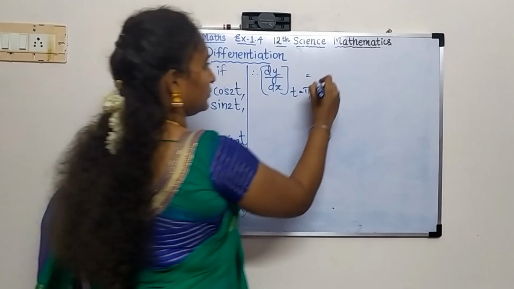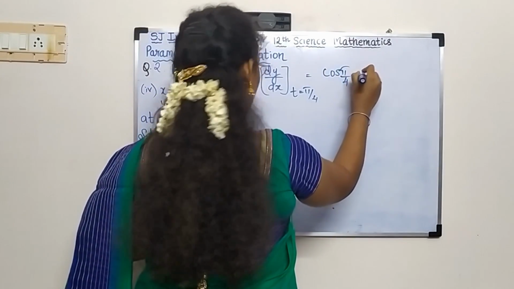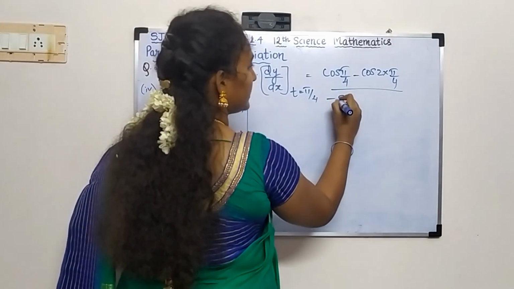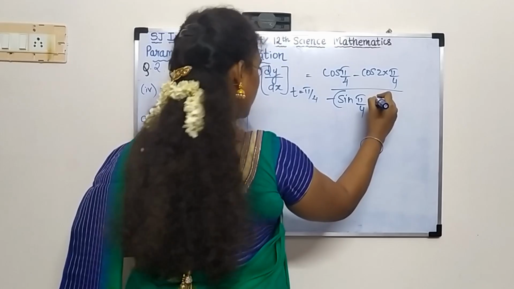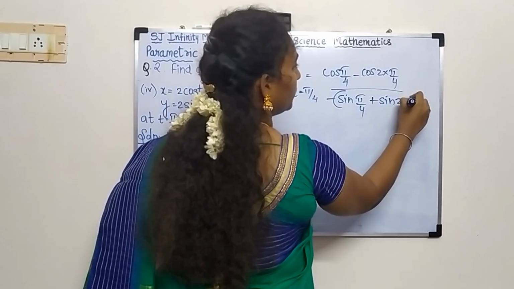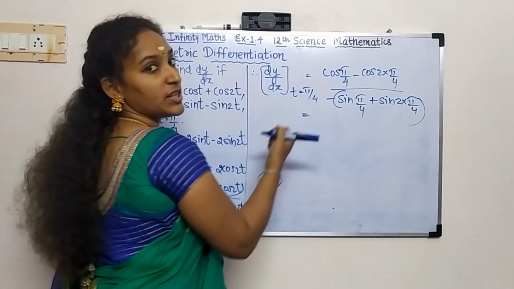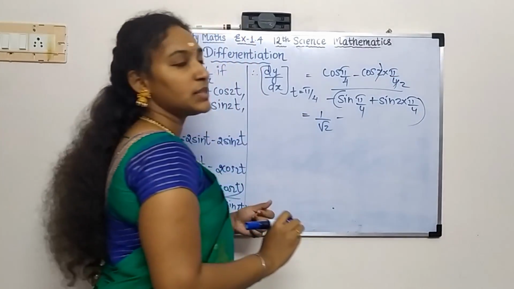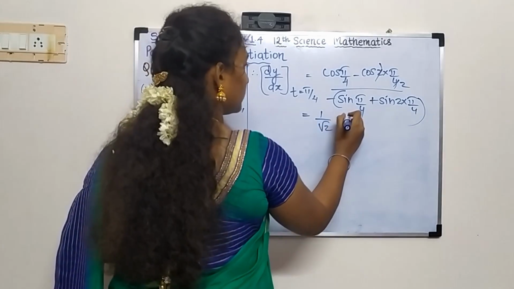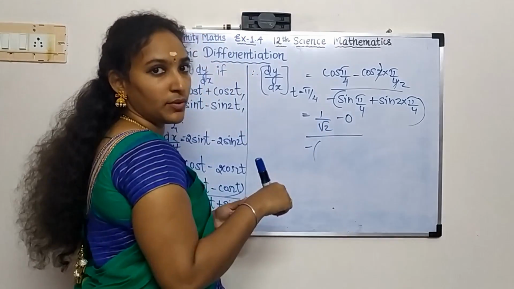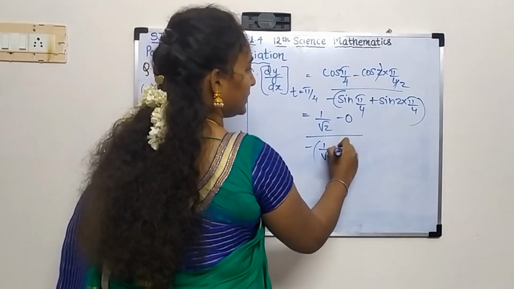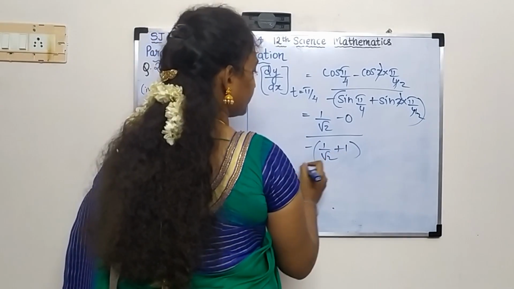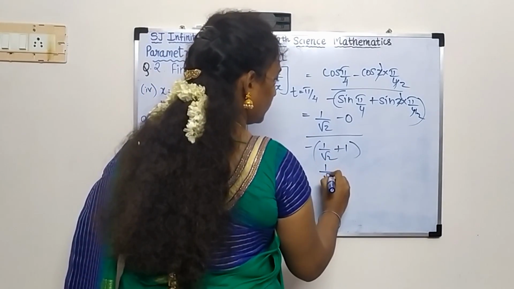This is equal to cos pi by 4 minus cos 2 into pi by 4 upon minus sin pi by 4 plus sin 2 into pi by 4. Cos pi by 4 is 1 upon root 2. Cos pi by 2 is 0, upon minus sin pi by 4 is 1 upon root 2 plus sin pi by 2 is 1. So this is equal to 1 upon root 2.